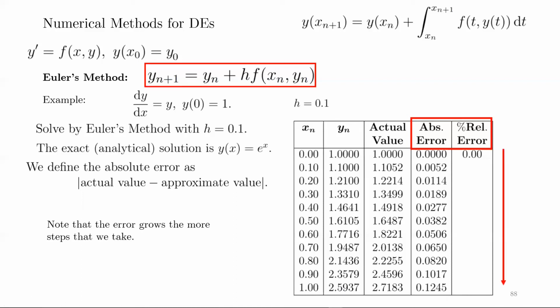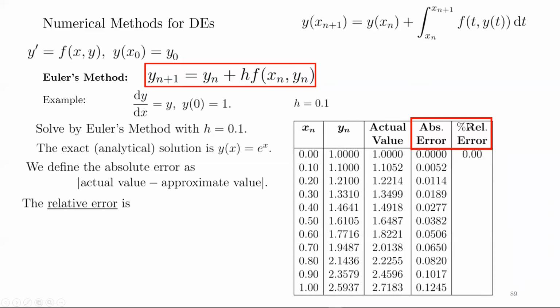So note that the error grows the more steps that we take, and that's basically because, after we make the approximation of one step, so from 0 to 0.1, that approximation already has a little bit of error in it. So then when we make the next step, we're making a little bit more error, but we're starting from a place that already had error, so we're sort of compounding the error there. And then as we take more and more steps, we compound more and more error together.